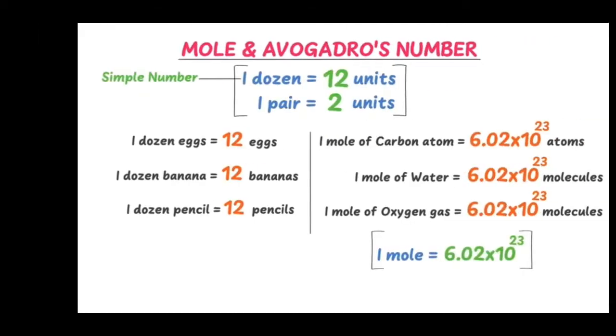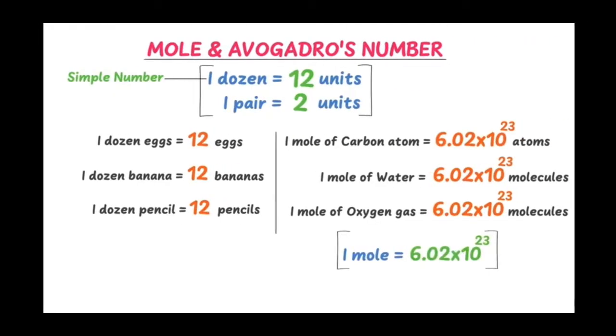Similarly, in chemistry, 1 mole of carbon is equal to 6.02 into 10 to the power 23 atoms. 1 mole of water is equal to 6.02 into 10 to the power 23 molecules. 1 mole of oxygen is equal to 6.02 into 10 to the power 23 molecules. So 1 mole is equal to 6.02 into 10 to the power 23.